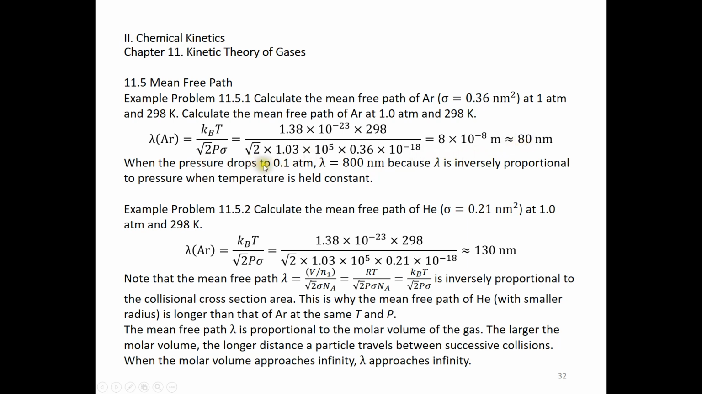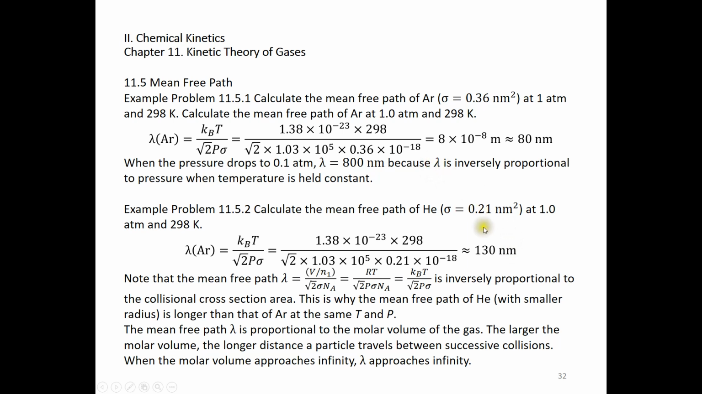What if we have a lower pressure? Let's keep the temperature constant, drop the pressure to 0.1 atm, and you can see lambda becomes 800 nanometers. Well, it's just because lambda is inversely proportional to pressure when temperature is held constant. Now let's look at example problem 11.5.2. We're calculating the mean free path of helium with a smaller collisional cross-section area at 1 atm and 298 K. So same equation, 130 nanometers.